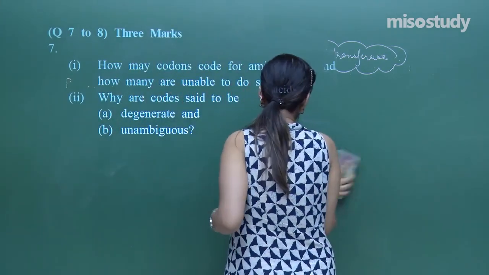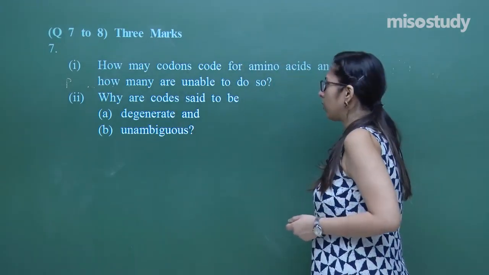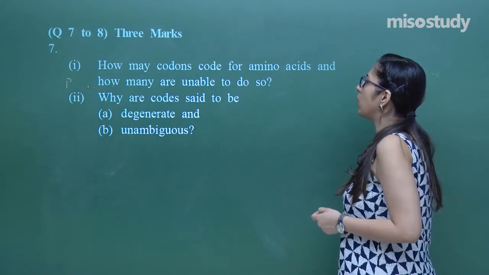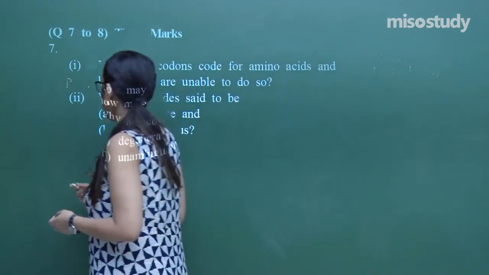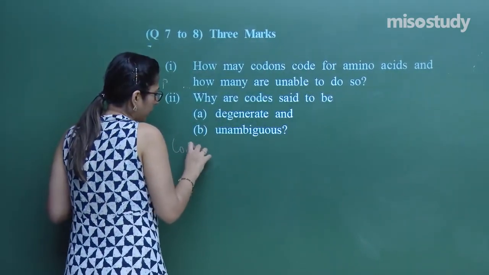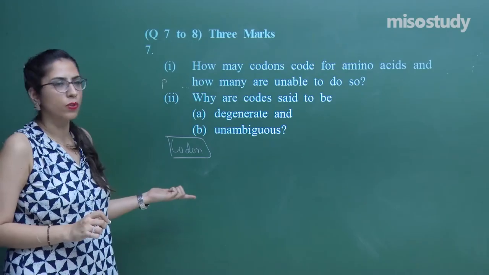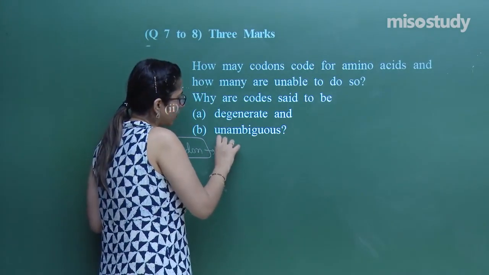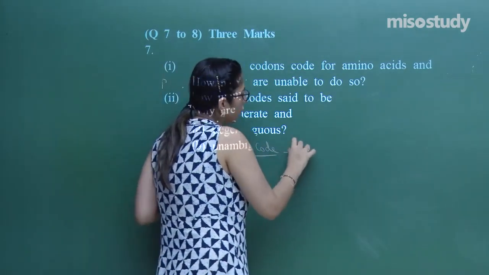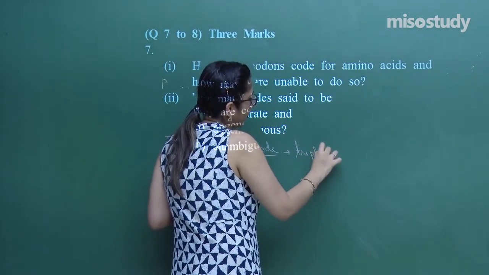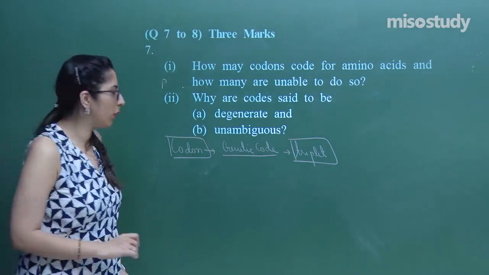Here is a 3 marks question. How many codons code for amino acids and how many are unable to do so? When we talk about a codon, we have discussed these codes in the genetic code. I have discussed that a triplet codon is there. That means 3 nucleotides code for 1 amino acid.